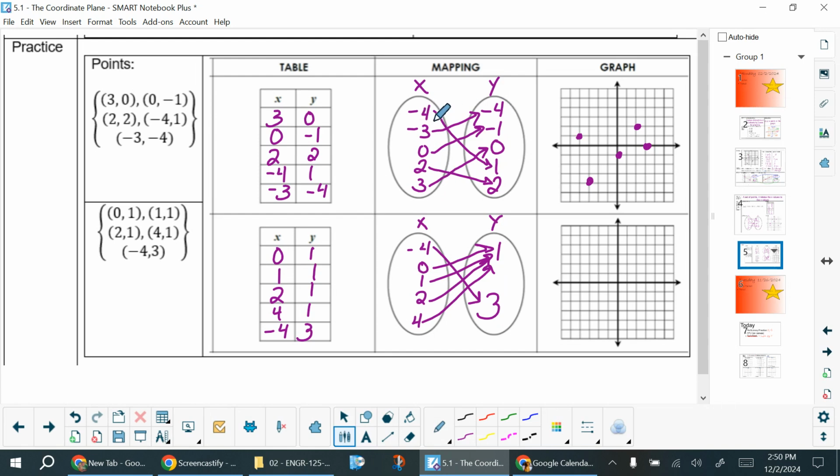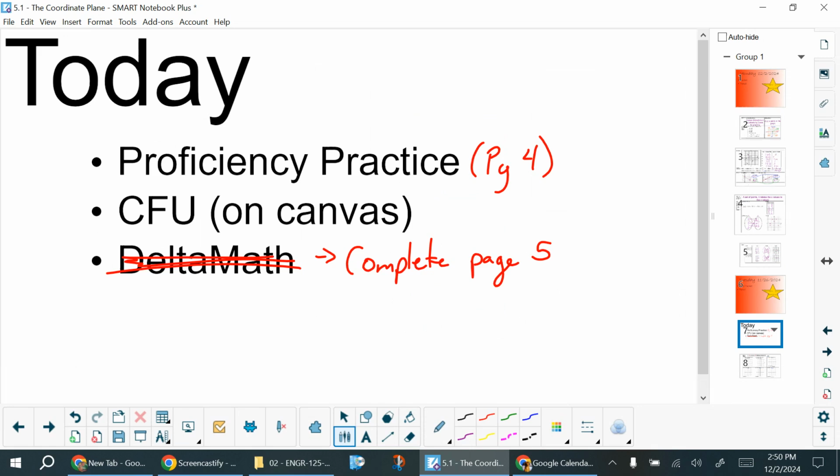You might have noticed in this one that every single x value had its own unique partner in the y values. That is a pretty special relation. We actually have a name for that we'll talk about next week. So on this side, we don't have that. There are a lot of them paired up with 1s. I'm just going to go ahead and graph them. (0, 1), (1, 1), (2, 1), (4, 1), and (-4, 3). So you can see a lot of those x values have the same y value, and that's okay. Okay, so after this, we're going to be going ahead and doing our proficiency practice.